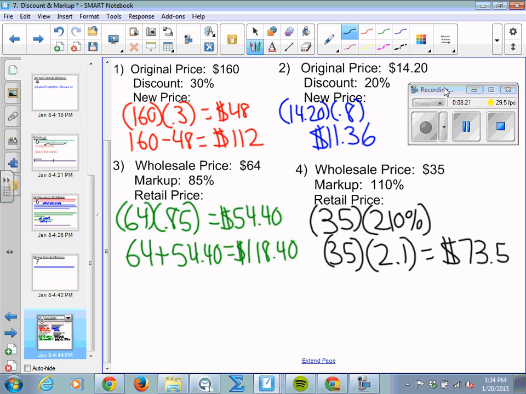For our practice work on this, I want you guys to practice both methods. They both work. You should know how to do both of them, but whatever you like doing better is fine. This concludes your lesson on discount and markup in equations.